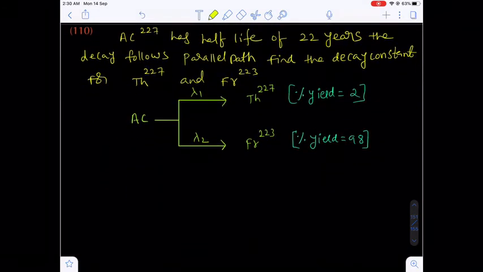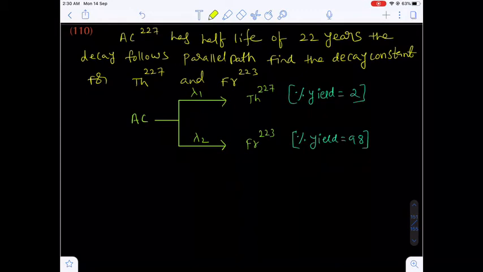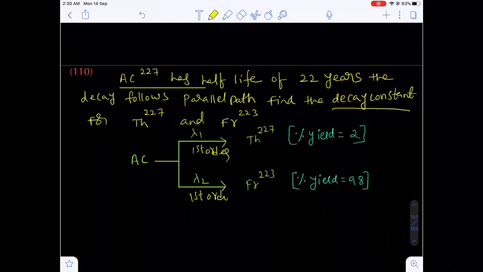Now question number 110. Actinium 227 has a half-life of 22 years, and its decay follows parallel paths. Do you know radioactive decay follows first order kinetics? So this is a first order path and the second path is also first order. It is not mentioned, but still actinium is a radioactive element, so the decay follows first order. Now find the decay constant. What is the decay constant? Nothing but the rate constant.